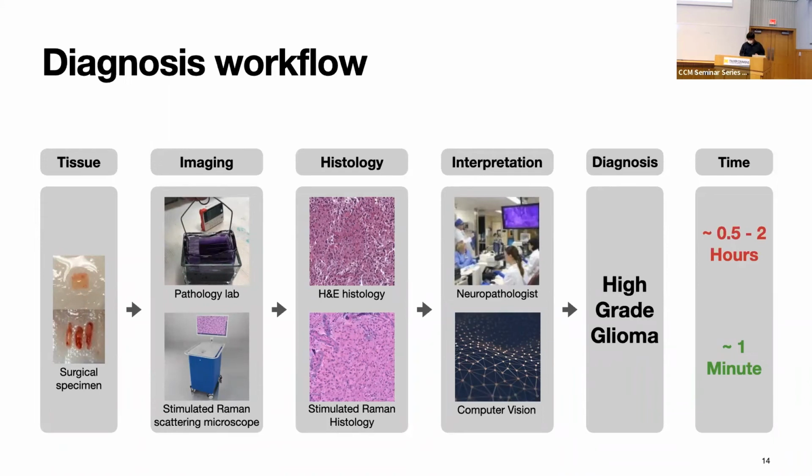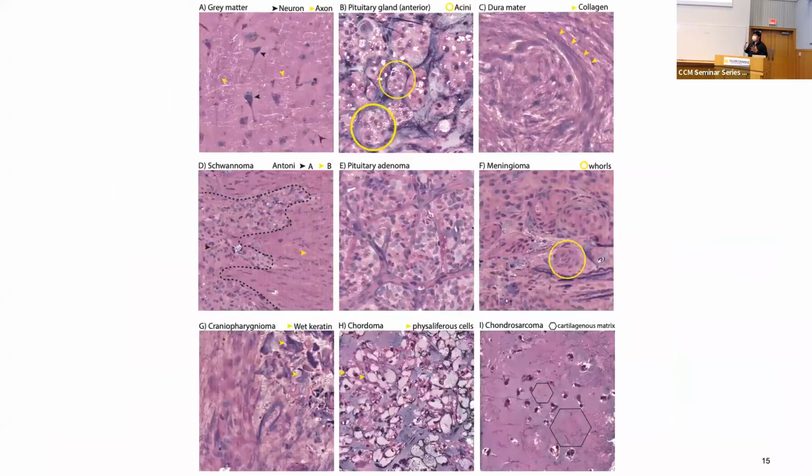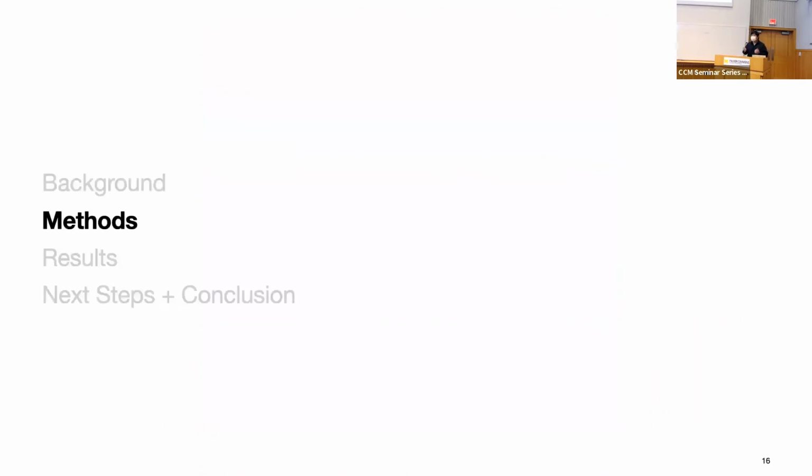And here is a panel of some of the images that we can get from stimulated Raman histology. We can see that it highlights a lot of cellular features and supracellular structures, such as whorls in the right middle panel in the circle, right? And we know that a lot of these structures correlate to the type of tumor. So let's talk about the methods that we're going to use to analyze these images, right?